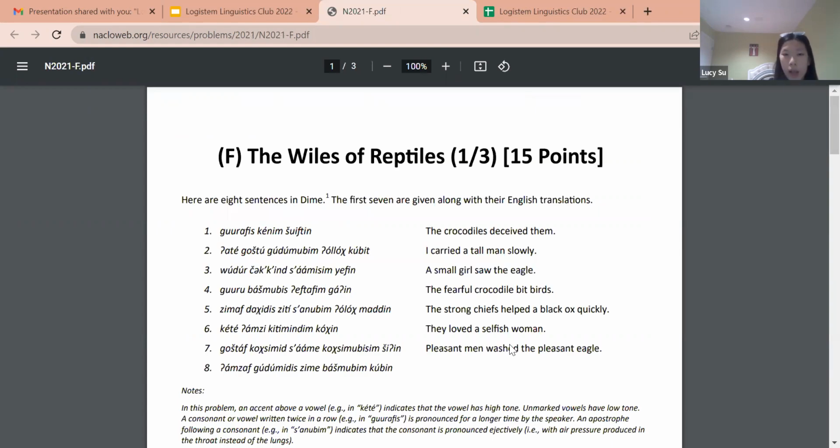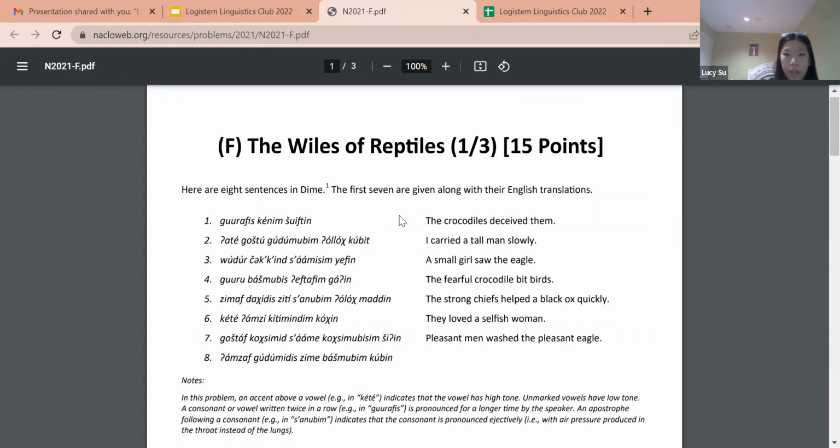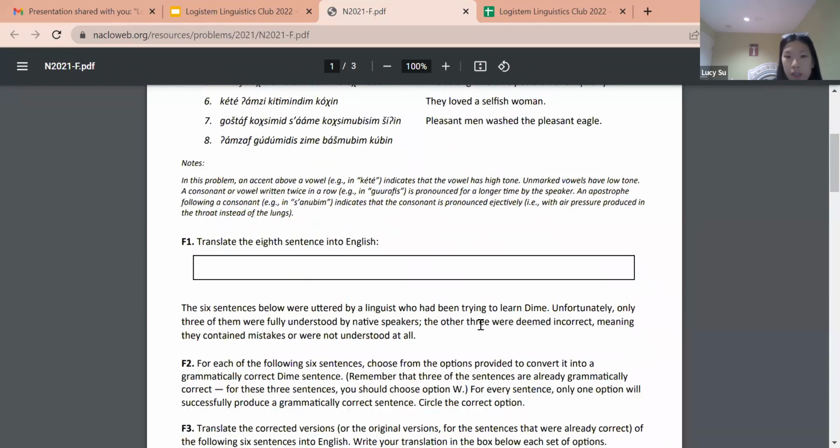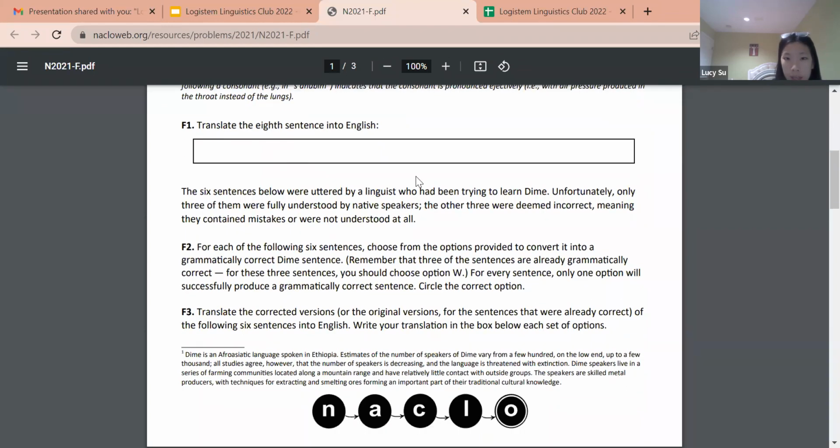So let's take a look at the next problem. So below are 8 sentences in Dime, and then these are their English translations. So all you need to do is translate the 8th sentence, and these were uttered by a linguist who had been trying to learn Dime, but only 3 of them were fully understood by native speakers. The other 3 were deemed incorrect, meaning they contained mistakes or were not understood at all.